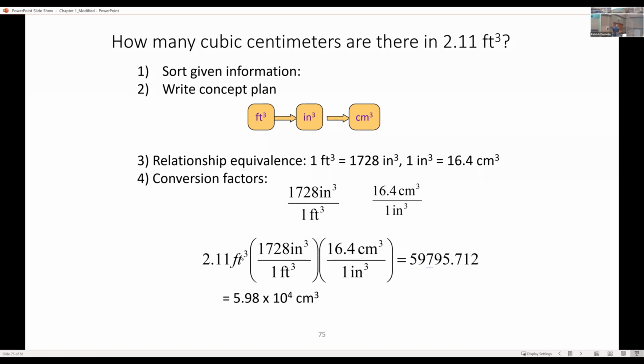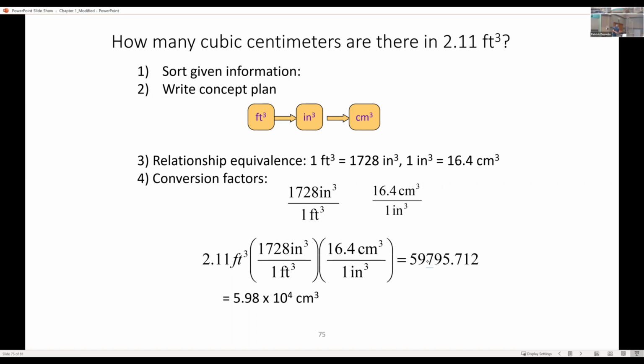So you have your 2.11 times your conversion. Here, feet will cancel out. You'll have inches, and then you go right from inches to centimeters cubed, and you get this number. Now, since the original 2.11 has 3 sig figs, your answer has to have 3 sig figs. So you would use scientific notation.